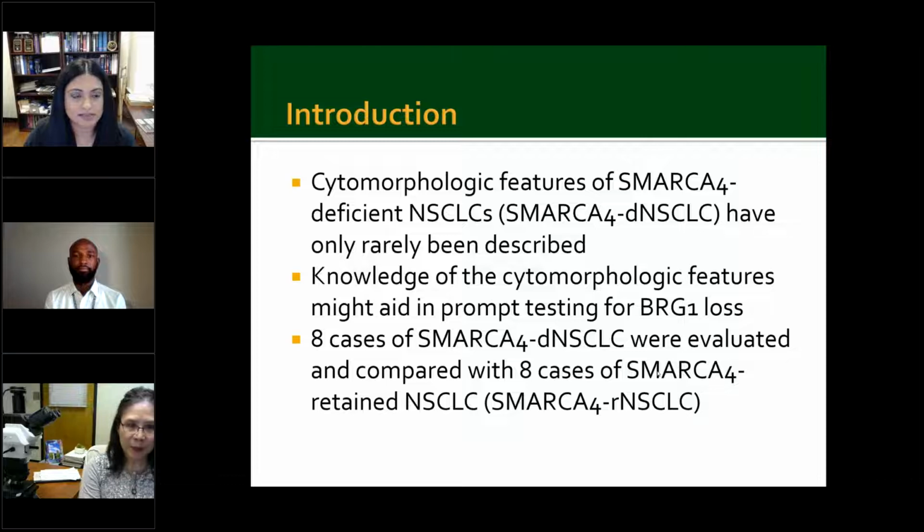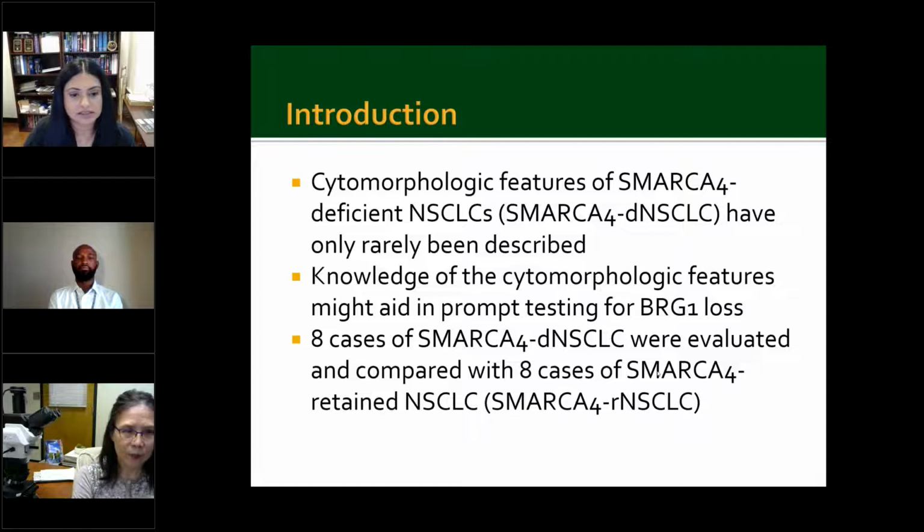So as I mentioned, the cytomorphologic features are an emphasis of this paper. SMARCA4 deficient non-small cell cancers have only had rare cytology described in the past. So this paper really focuses on finding more of those cases to see what the commonalities are in the cytomorphologic features. And the belief is if a cytopathologist is armed with the knowledge of these features, it might help to aid in prompt testing for BRG1 loss via immunohistochemistry if you do identify a case with those features.